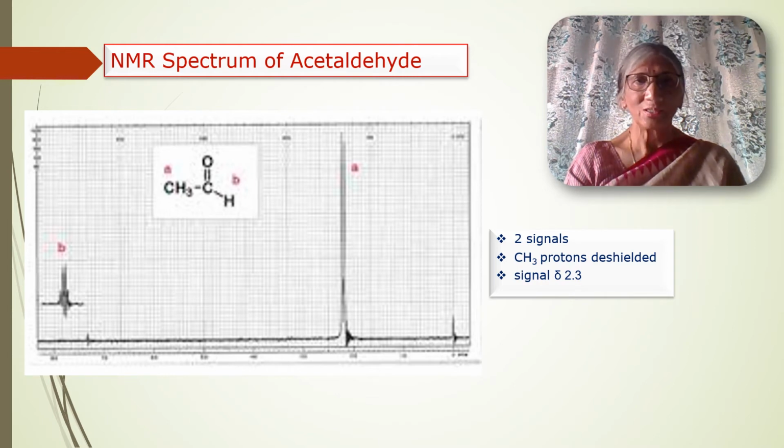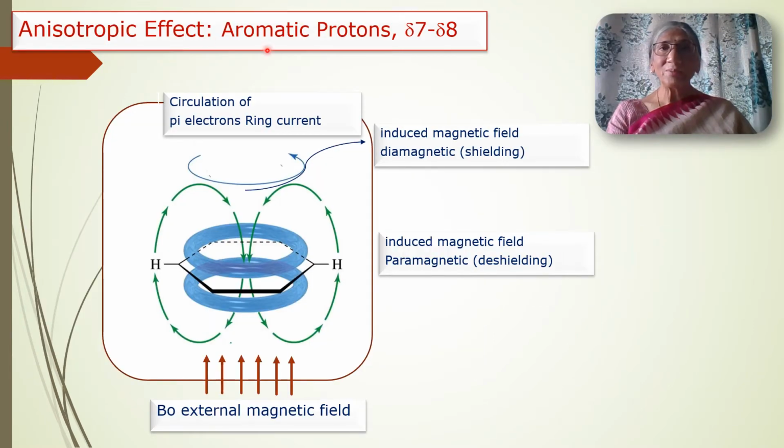There are two signals. One signal is because of the 3 equivalent methyl protons here, which is seen at 2.3 delta, and one signal because of the aldehydic proton, and it is out of the scale here. So from the NMR data, it is very clear that the aromatic protons are more de-shielded as compared to ethylenic protons.